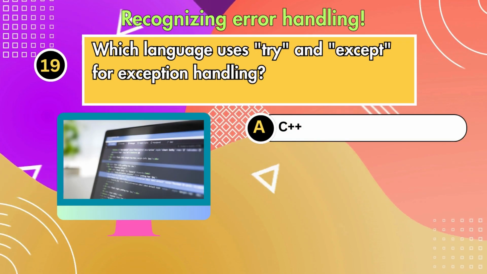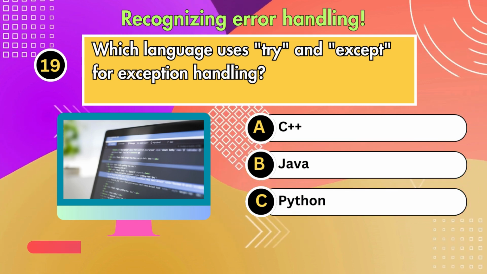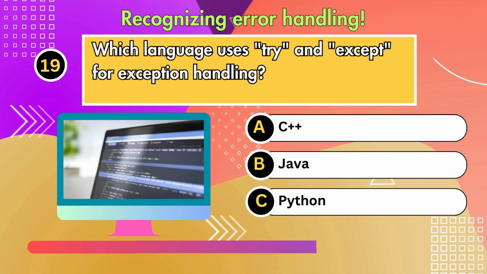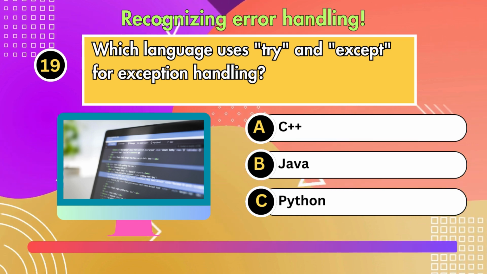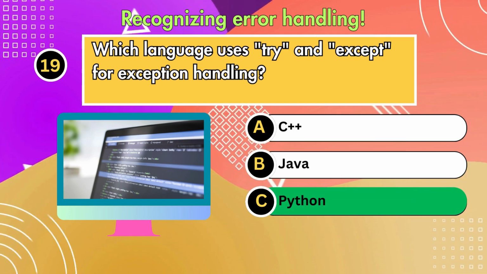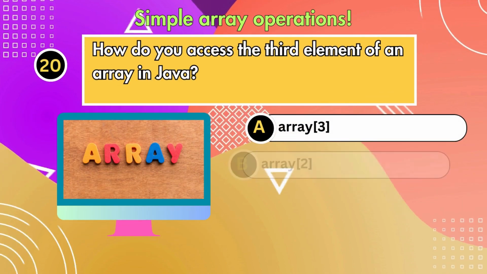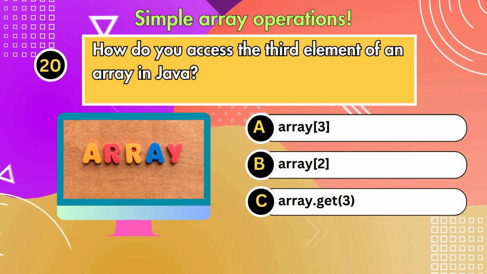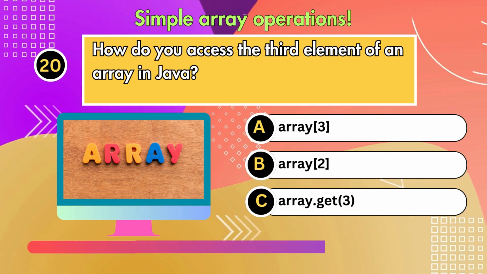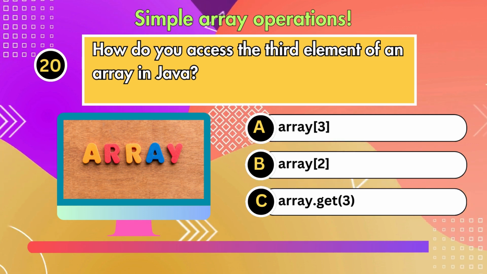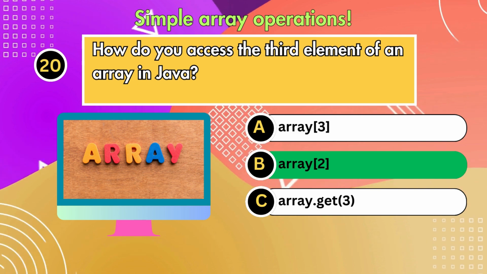Which language uses try and except for exception handling? Answer is Python. How do you access the third element of an array in Java? Answer is array[2].